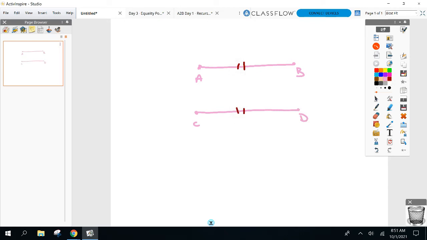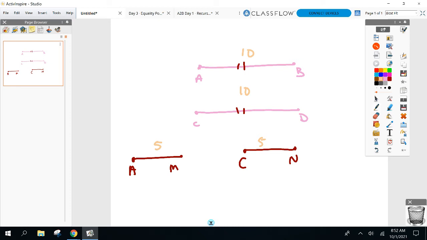I take half of AB. I'll call it AM. I take half of CD. I'll call it CN. What do you know about AM and CN? Don't they have to be equal? If the originals were equal and I took half of them, aren't those halves equal too? Everyone agrees with that, right? Okay, if you don't understand that, let me make it even easier. Let's say that's 10 units and that's 10 units. This will be 5 and 5. Okay, the halves are going to be equal.